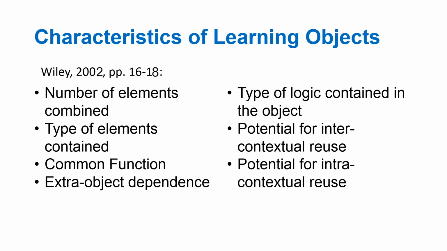Additionally, Wiley listed a number of characteristics of learning objects which can be used to further define them. So again, you may want to pause the video to read this list in full. To provide a little bit of clarity on some of these terms, extra object dependence refers to whether the learning object needs information about other learning objects other than itself, and this could include location on a network. Type of logic contained in the object refers to the function of algorithms or procedures within that learning object.